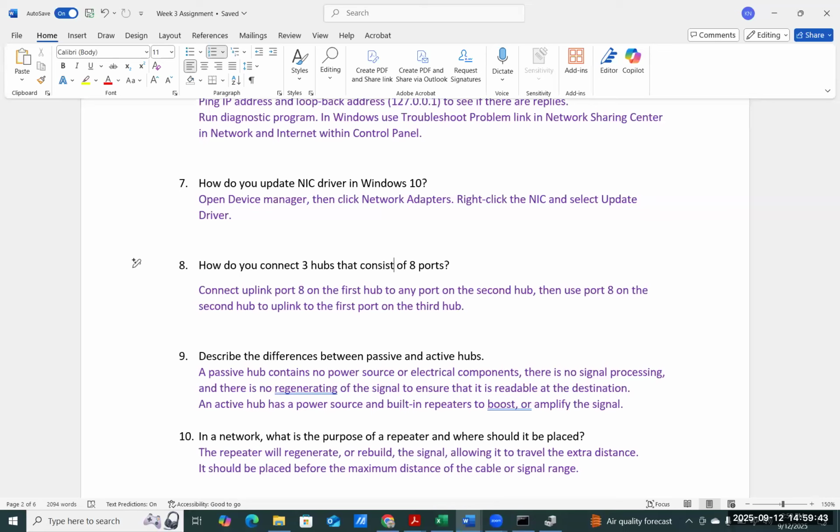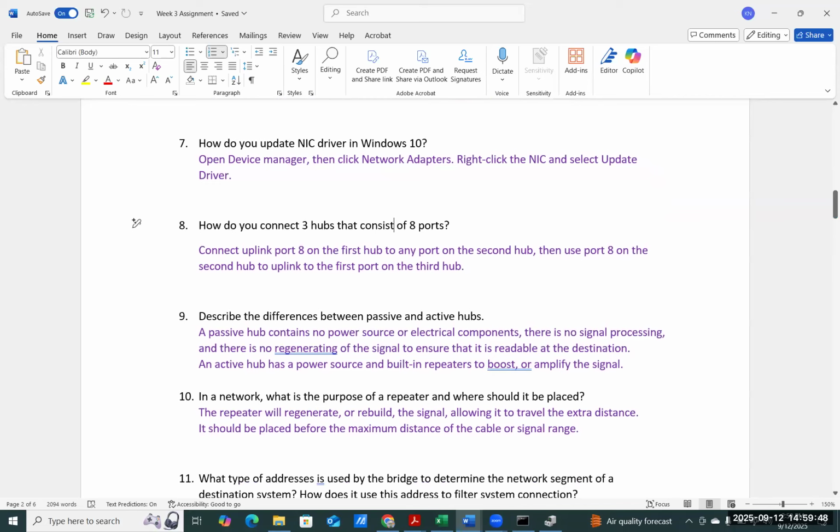Question? Okay, we talked about passive and active hubs. Passive contains no power source for electrical components, no signal processing, no amplification, so no regeneration or repeating. So you don't have a repeater or amplifier on the passive hub. The active hub has those. It has built-in repeaters and amplifiers, which means that the active hub requires more power consumption.